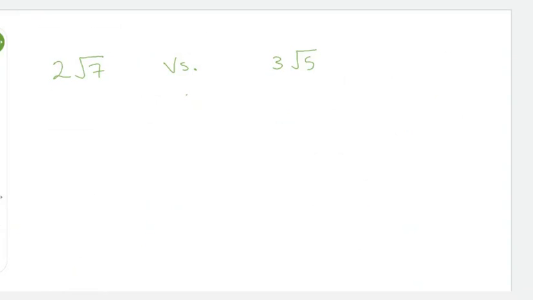For the first one, would it be root 4 times root 7? Yes. The square root of 4 times the square root of 7. And what does that become? The square root of 28. And then the second one? It would be root 9 times root 5. Yes. And that becomes root 45. Yes. And then with that, you have a much more convincing argument that the right-hand side is the bigger one. Does that make sense? Yeah.